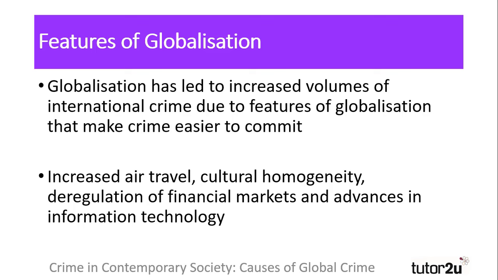Some of the features of globalisation that have made crime easier to commit include increased air travel, resulting in more people moving through ports and airports, making trafficking easier. Increased cultural homogeneity, increasing the levels of inequality in societies and introducing relative deprivation. The deregulation of financial markets has led to more instances of money laundering, and the expansion of free trade has led to more corporate and green crimes. And advances in information technology, which both make us more aware of things like state crime and have also increased the amount of cybercrime in society.